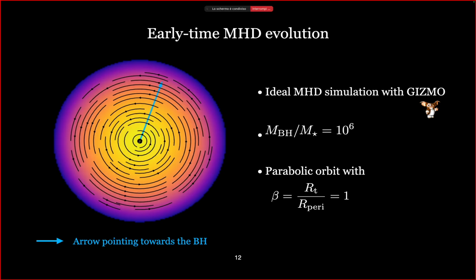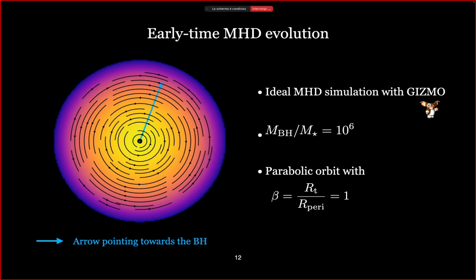The simulation is initialized by taking a star that is modeled as a polytrope, and this is put on a parabolic orbit around the black hole. So what you can see here in black are the magnetic field lines, and we explored different geometries. In this case, you can see a magnetic field that is toroidal and in the orbital plane.